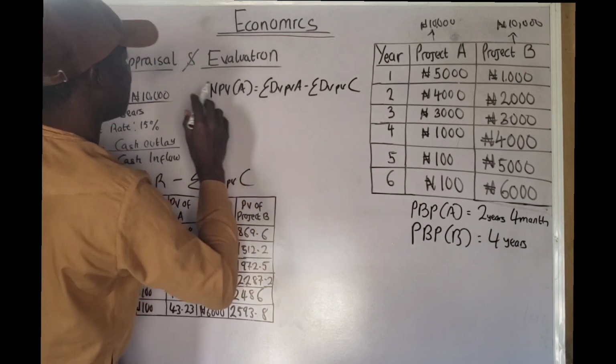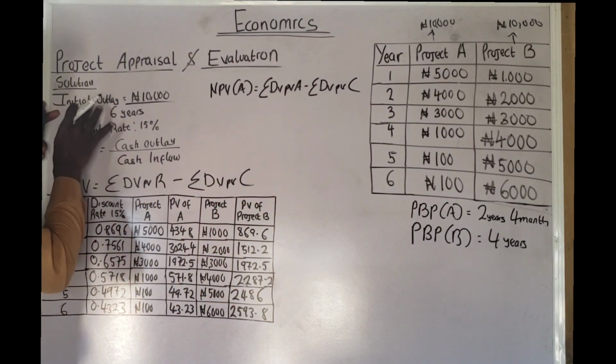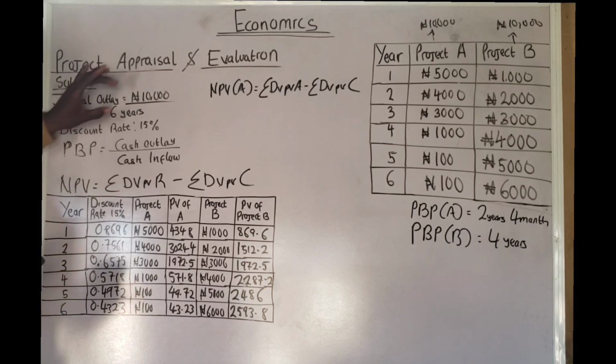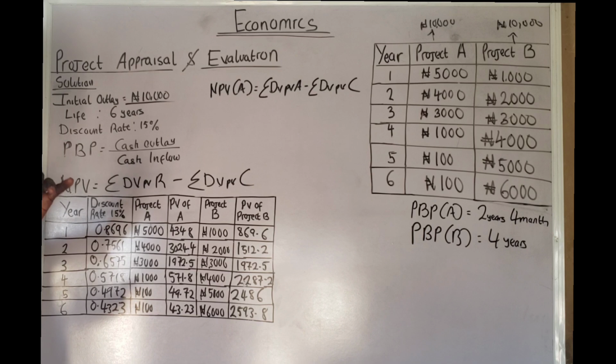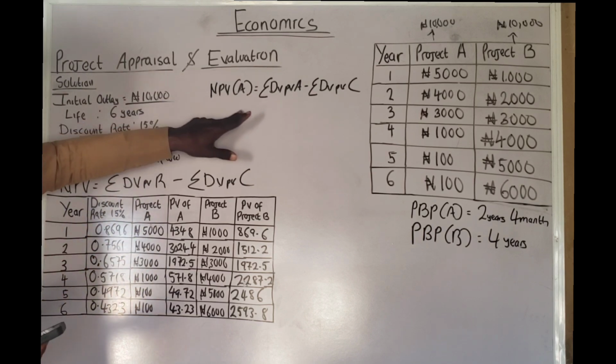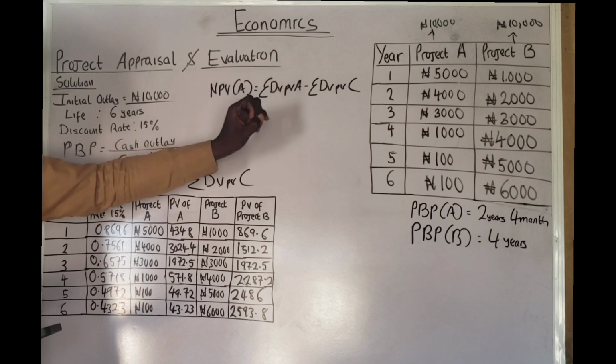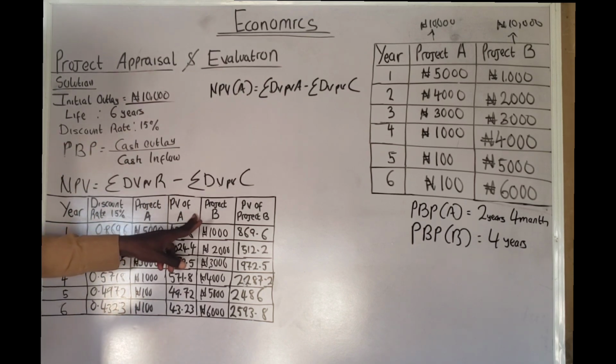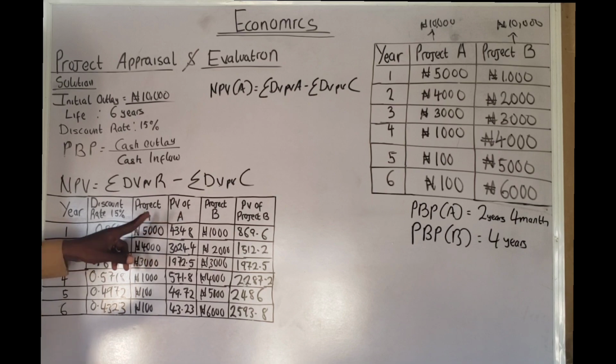You understand? See, the initial outlay is the cost. Are you paying attention? And because the cost is not on the table, we just have to make use of the 10,000 directly. You understand? Listen to the explanation again. The net present value of project A is the summation of the product of the discount rate and the PV of project A.